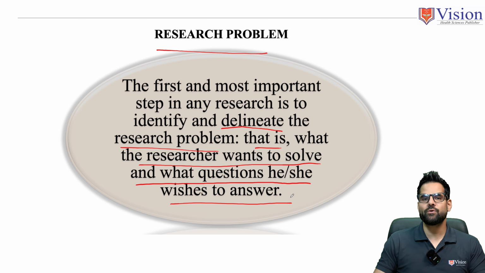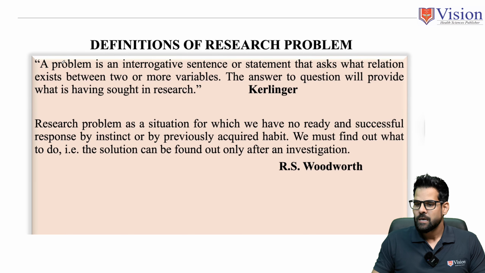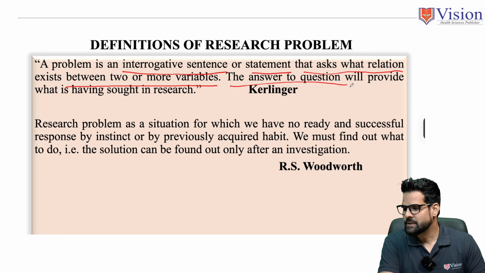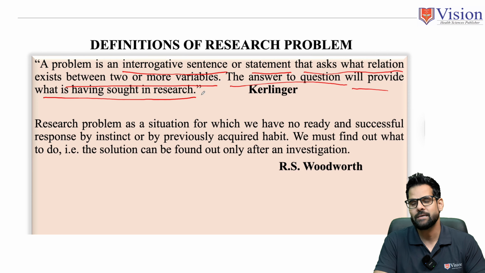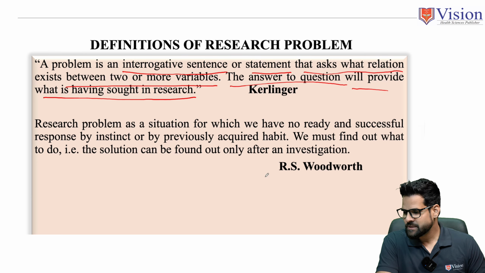Let's talk about one or two important definitions of research problem. So a problem is an interrogative statement or a sentence that asks what relation exists between two or more variables. The answer to the question will be provided by what is shown in the research. That is given by Kerlinger. So Kerlinger says that a research problem is a statement that talks about the relationship among the variables.